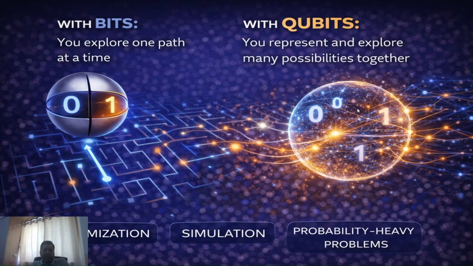So now if you go to the next one, there are three things that I have written here: optimization, simulation, probability heavy problems, right? So now with bits you explore one path at a time. Clear? You are exploring one path and then you are exploring the second path. You compare them both, so then you choose one, right?